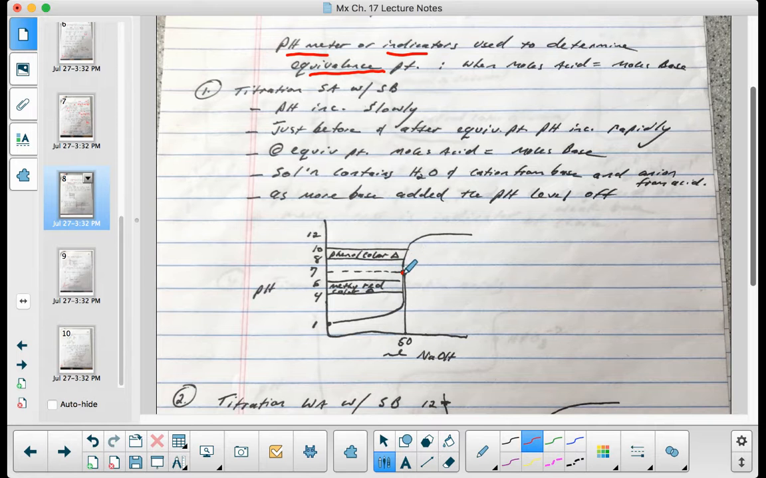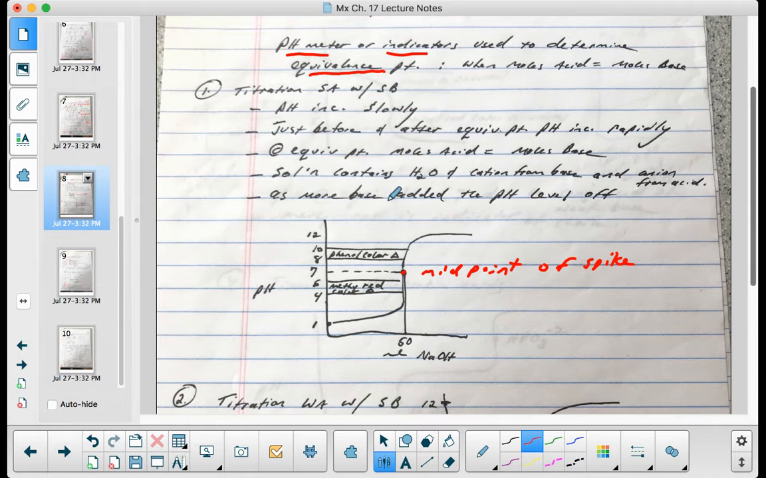At the equivalence point, you have an equal number of moles of acid and base, and the equivalence point is always at the midpoint of this spike. That's an important place in a titration curve. So you identify where that vertical spike is, and you take the midpoint, and that midpoint is your equivalence point. The solution contains H2O and cations from the base and anions from the acid.